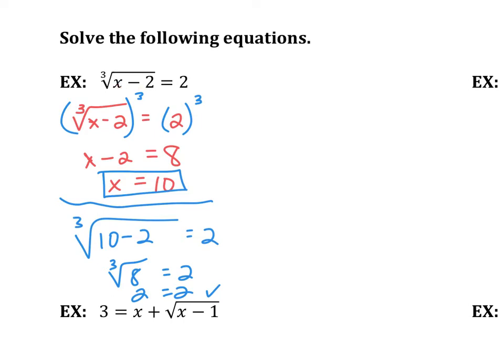So, 10 minus 2 is 8. The cube root of 8 is 2. 2 equals 2. In other words, you can tell right away with just a quick mental math check that x equals 10 does work.